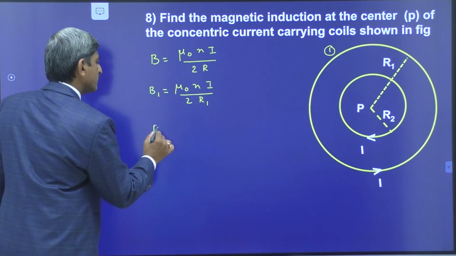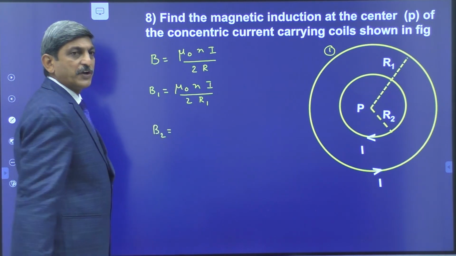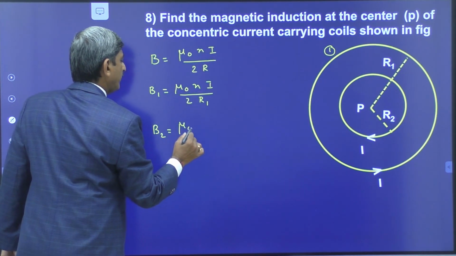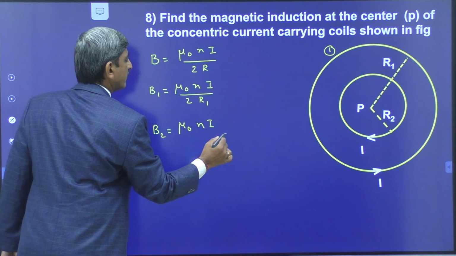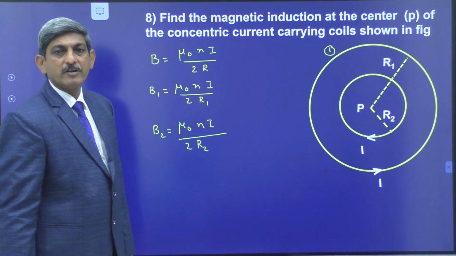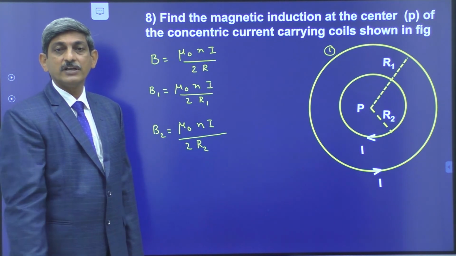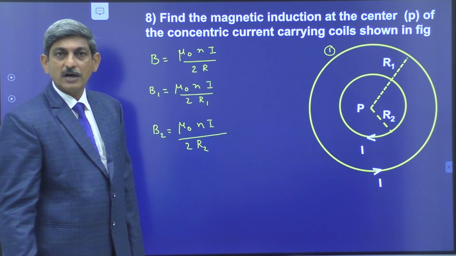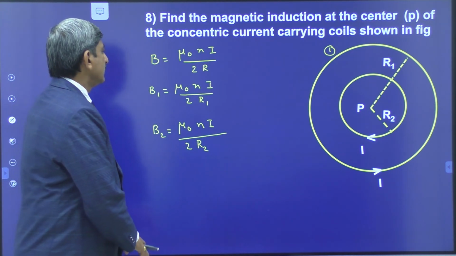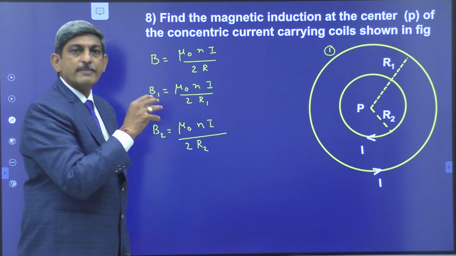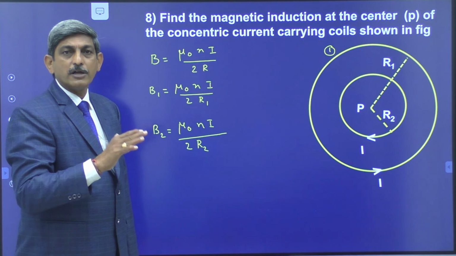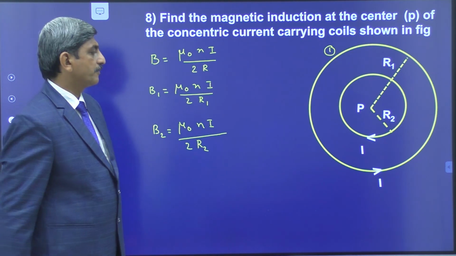Next, what is B2? It is the field produced by the second coil of radius R2, so that B2 is equal to mu naught Ni divided by 2R2. So we obtain B1, B2 values. Then what is the resultant field? Are the two added up or subtracted? And what rule do we have to follow? For that, in addition to the strength of the magnetic field produced by the coils, determine the direction of the magnetic field produced by the coils also by using the right hand rule.